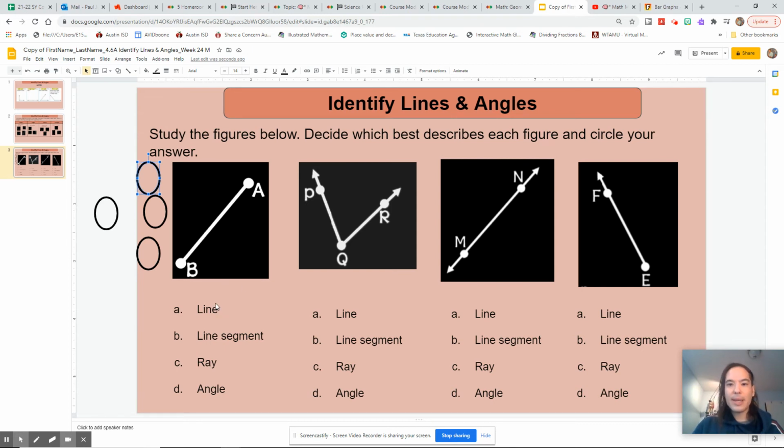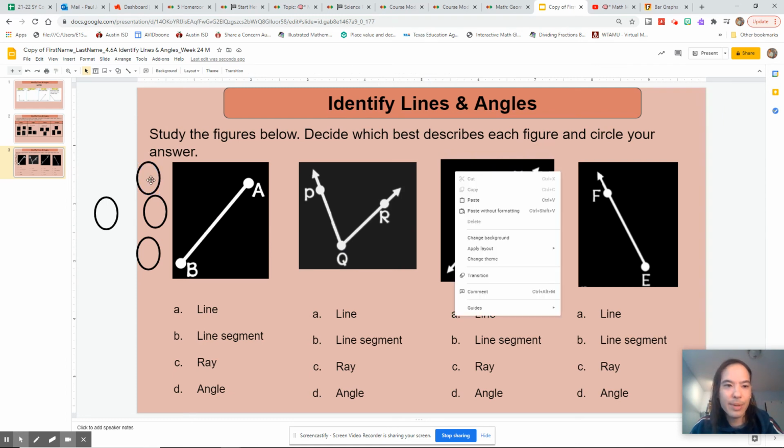All right. So a line has an arrow on both sides and goes on forever. Remember, the line goes on forever and ever and ever, forever. All right, in both directions. So a line has an arrow on both sides and moves on forever in both directions. Do you see one of these that has an arrow on both sides of the line, suggesting that it goes on forever and ever?